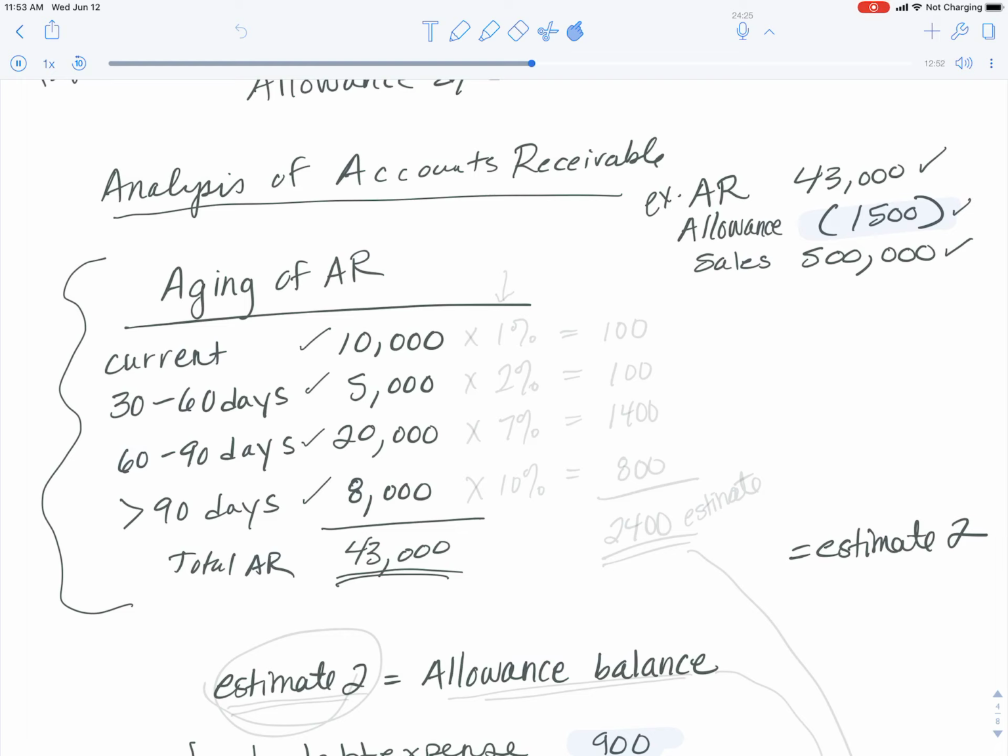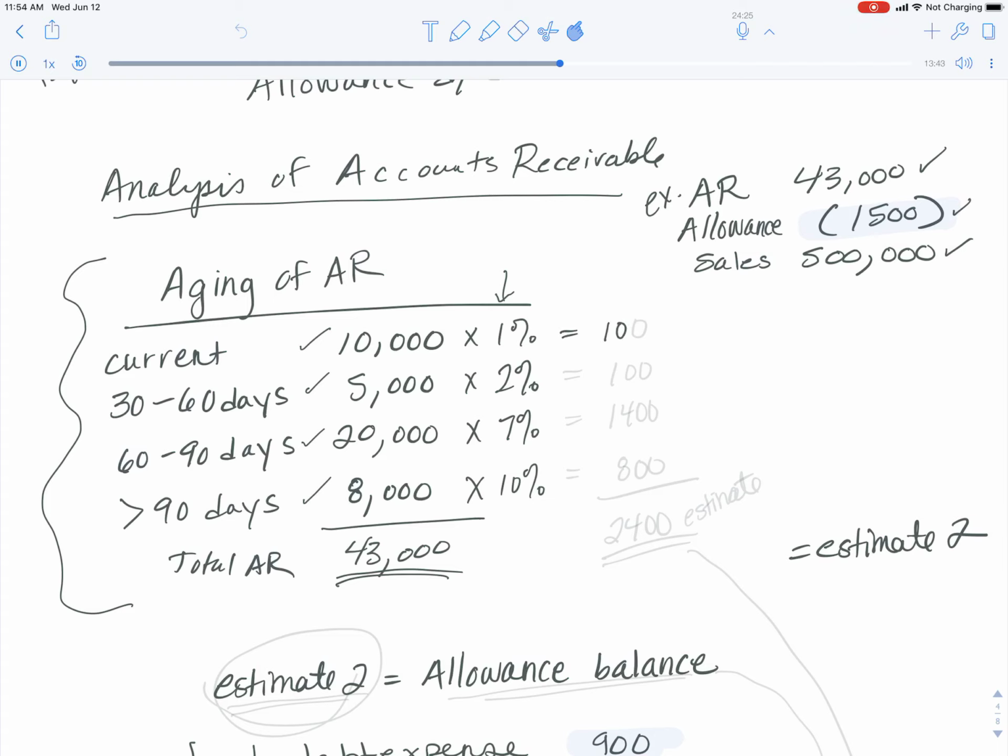So what we're going to do is estimate at each level of the aging how likely it is that this account amount is going to be bad. Since these $10,000 are new, there's a low probability that we're not going to get paid. So we say only 1% of that $10,000 won't get paid. And 2 months, it's only a 2% likelihood that we're not going to get paid there. And then 90 days, let's say 7%, and then we probably won't get 10% of anything older than 90 days. All of these percentages are really going to be whatever the company thinks based on their past experience with these customers.